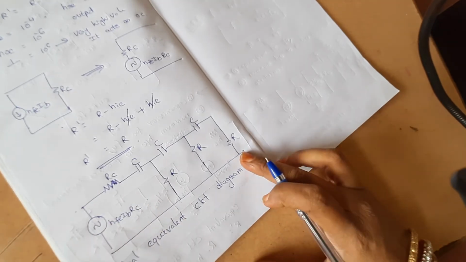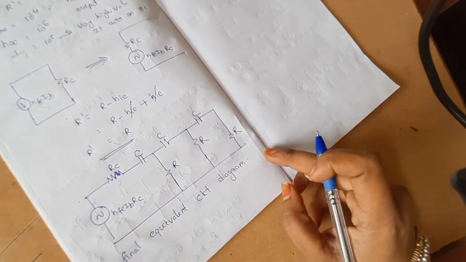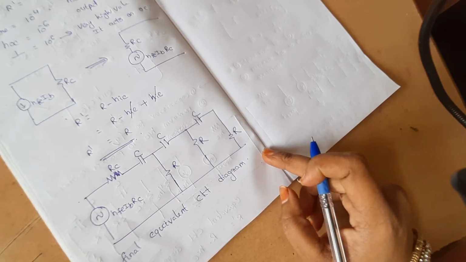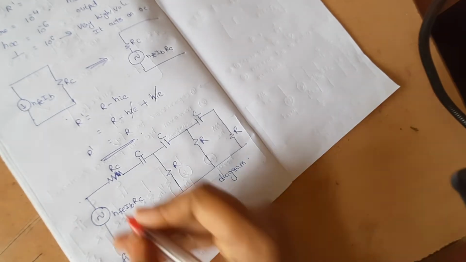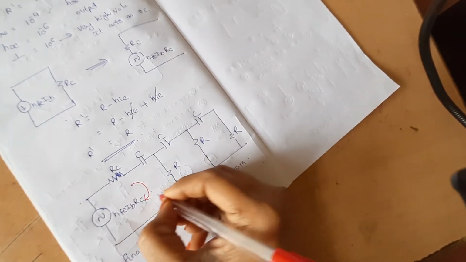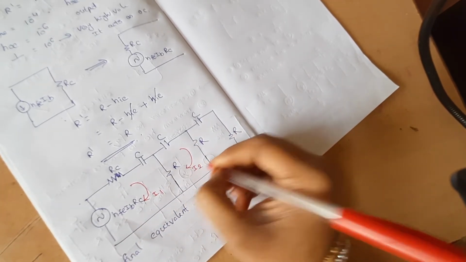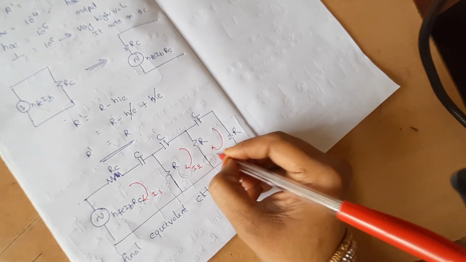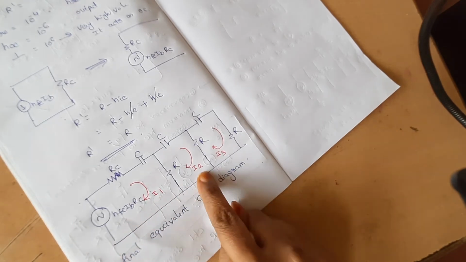So in the exam it is compulsory to draw the final equivalent circuit diagram of the RC phase shift oscillator. So here we are considering the loop equations. This is the first current I1, this is the second loop current I2, and this is the third loop current I3. So the equivalent circuit diagram is I1, I2, I3.